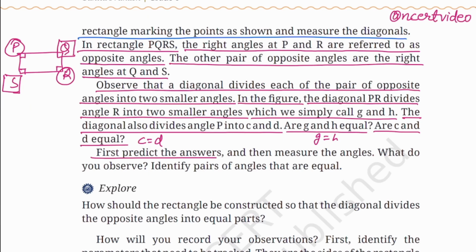First, predict the answers and then measure the angles. What do you observe? Identify pairs of angles that are equal.